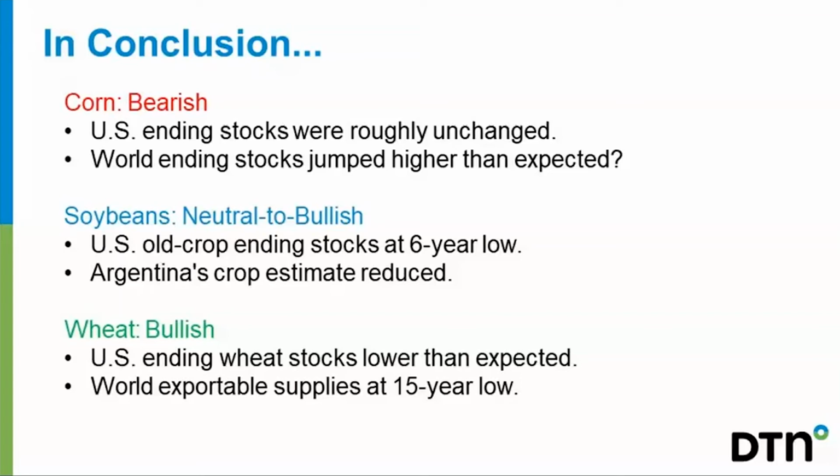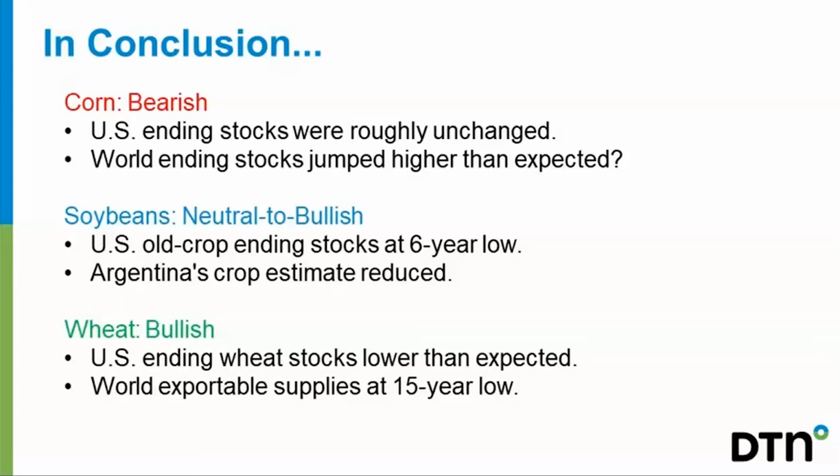As far as soybeans, I couldn't decide. It was slightly neutral, slightly bullish. I mean, we do have old crop ending stocks at a 6-year low. We did see another reduction in Argentina's crop estimate. And for those reasons, we also have very tight supply situations in both Brazil and Argentina when you consider their local marketing seasons. So even though today's numbers came in close to expectations for soybeans, I think we still have a very bullish situation at hand here.